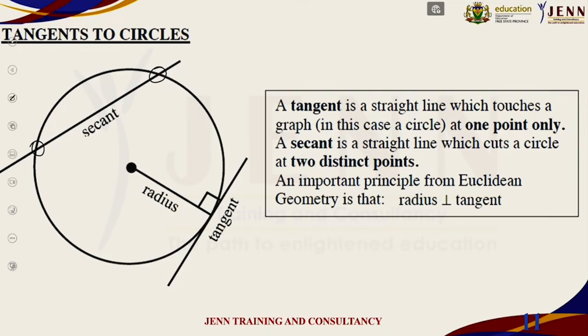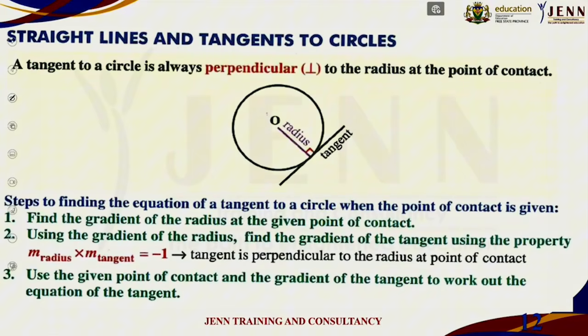A line drawn from the center of a circle to the circumference of a circle at a point of contact will be perpendicular to the what? To the tangent. Okay, moving forward, we say straight lines and tangent to the circle. We have explained. A tangent to a circle is always perpendicular to the radius at a point of contact.